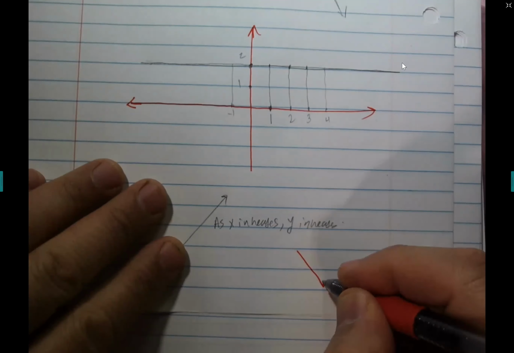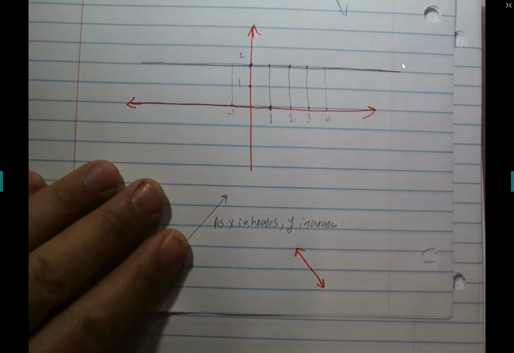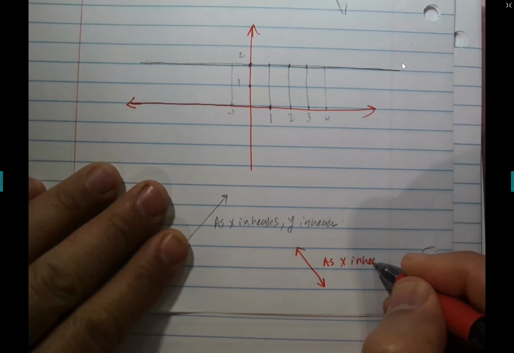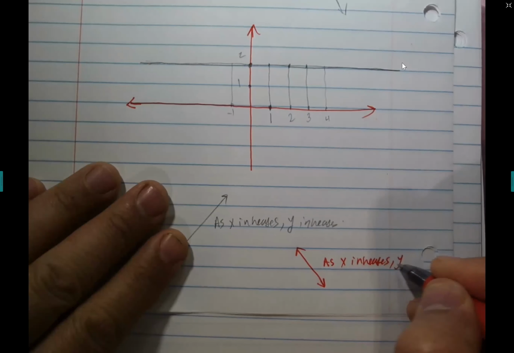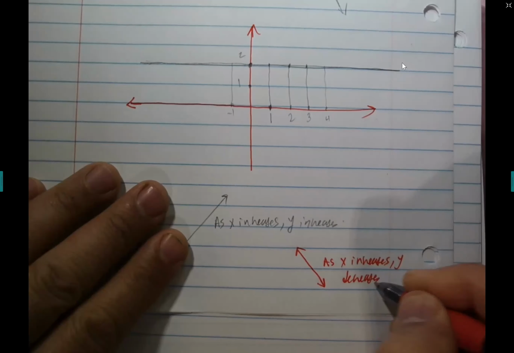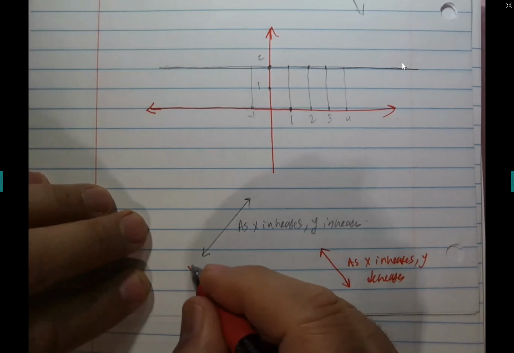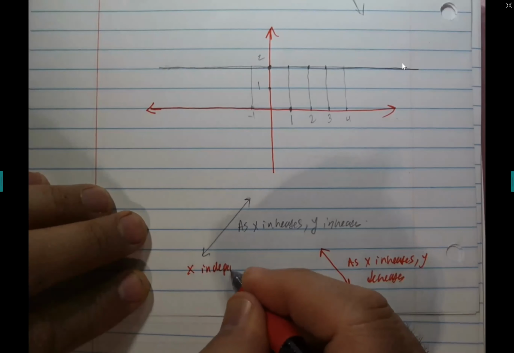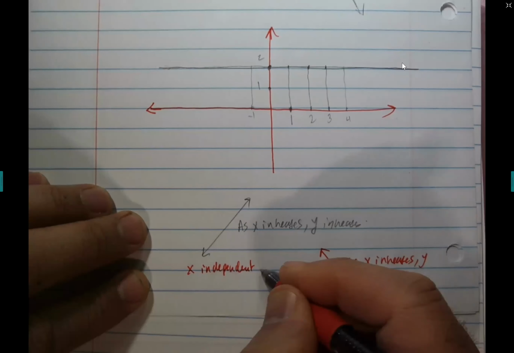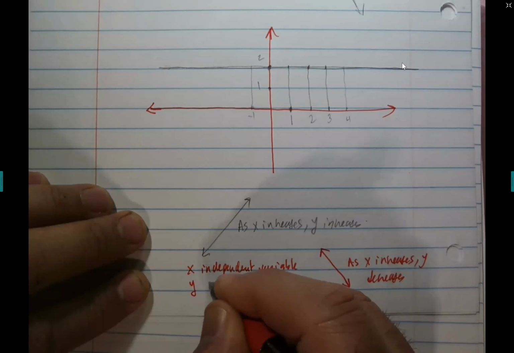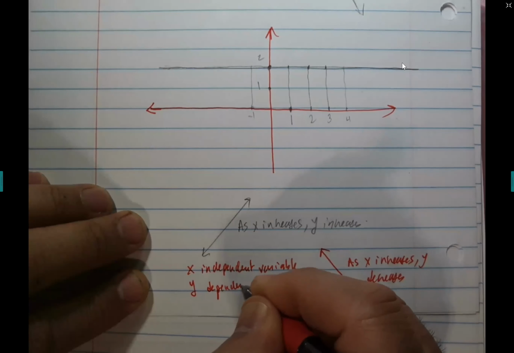This. That means as x increases, y decreases. Let me ask you, so x is called the independent variable. You cannot control it, it's independent. But you can control the y because it depends on x. Y is called the dependent variable.